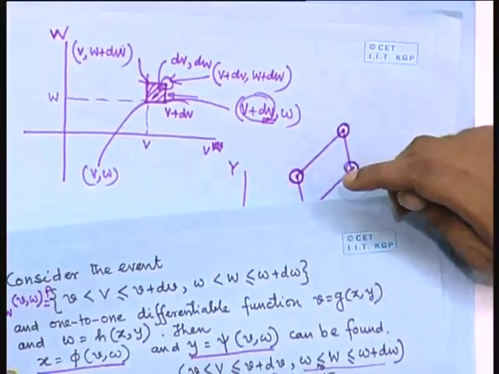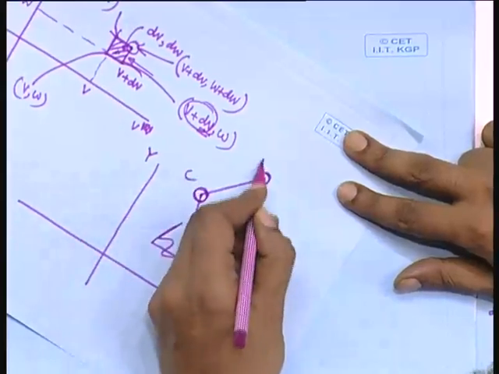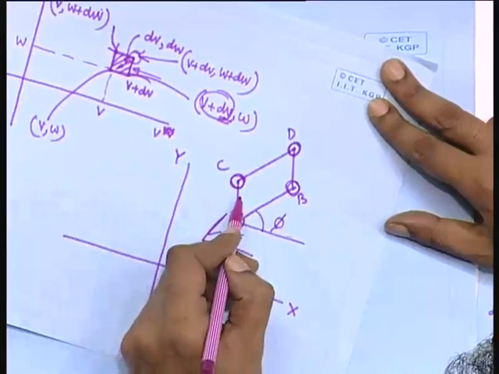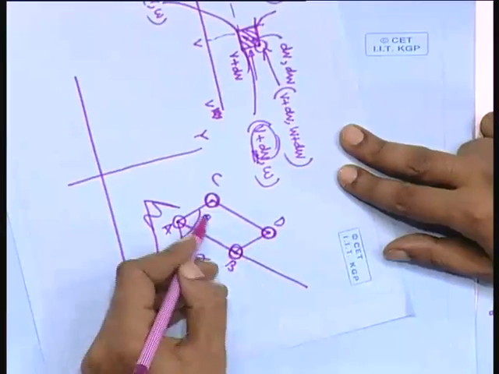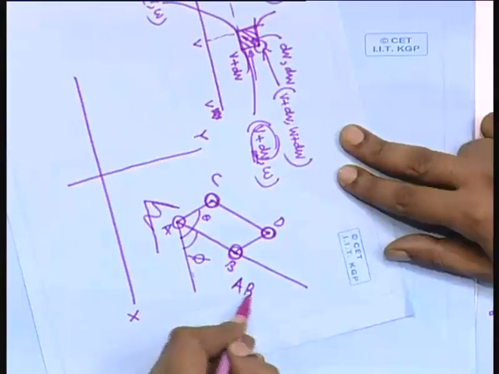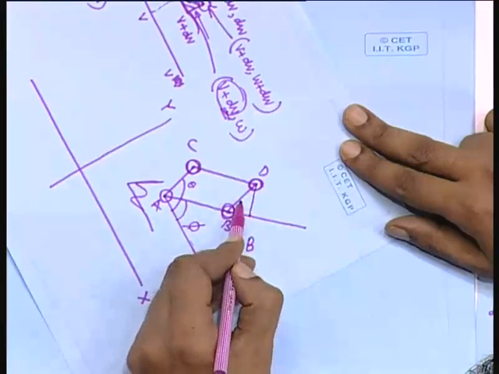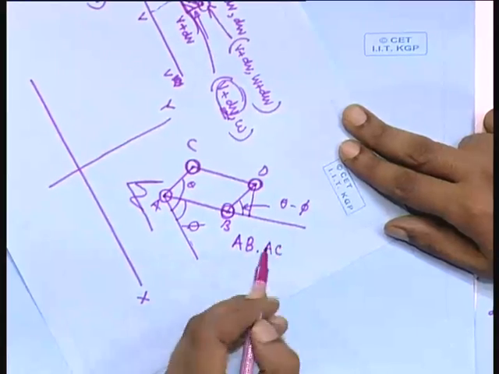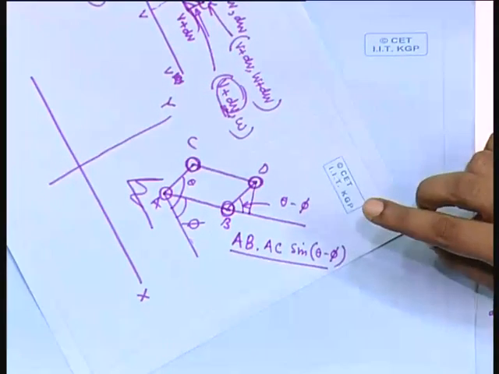Now you have to find its area. So what is the area of this? The area of a parallelogram is, suppose this is A, B, C and D, and suppose this angle is phi and this is theta. What is the area of this parallelogram? It is AB into AC, I hope you can see it. This angle is theta minus phi. So it is AB into AC into sine of theta minus phi, that is the area of the parallelogram. Agreed?